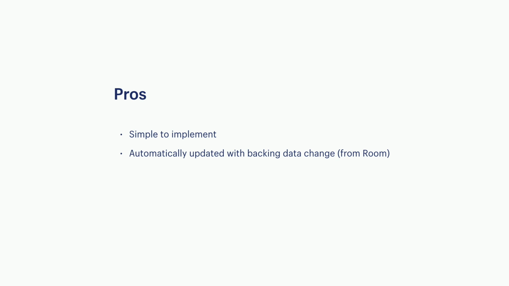So to wrap up with LiveData, the pros are they're pretty simple to implement. Just subscribe to it. Your subscribers are automatically updated with any backing data change from Room. And they're lifecycle aware, which is really handy. So some things to look out for. They're not necessarily cons, but just things to be aware of. If you're using a mutable LiveData, I found it was a good idea to create a getter so that you're not exposing it, to keep it immutable.